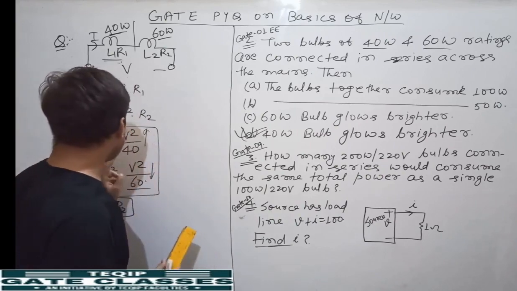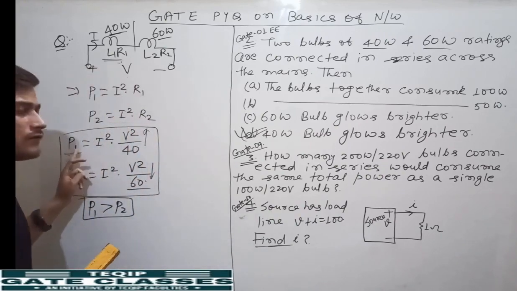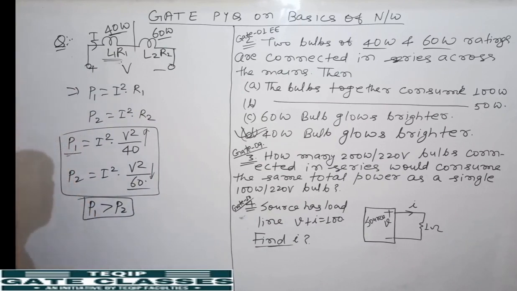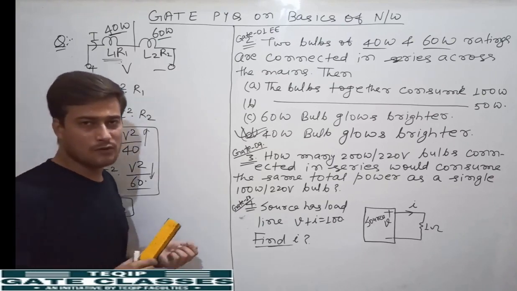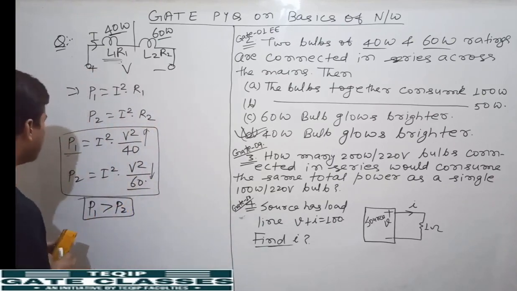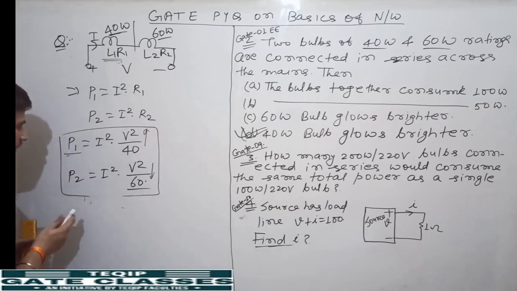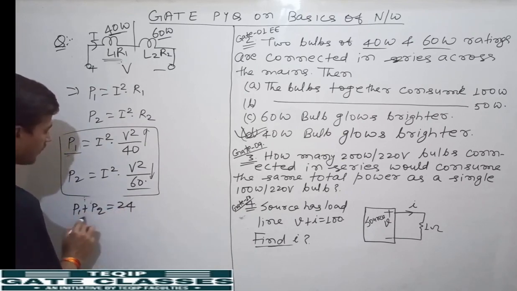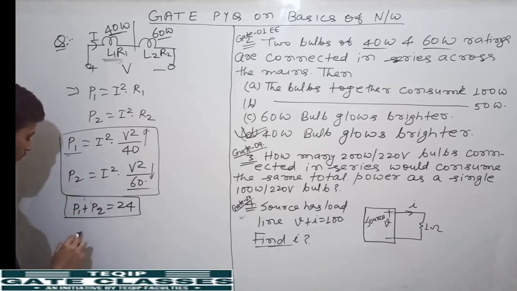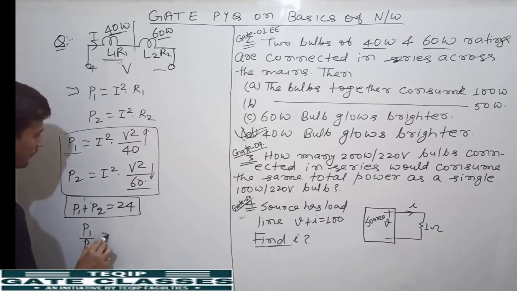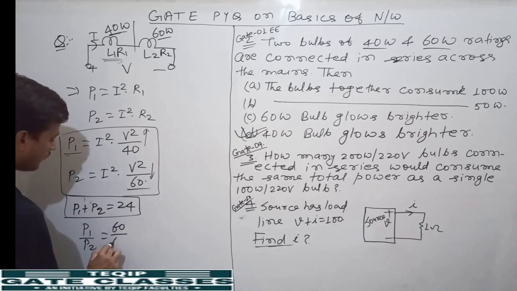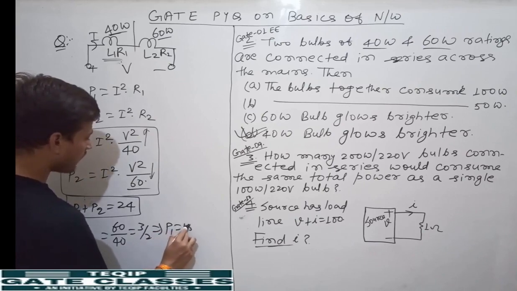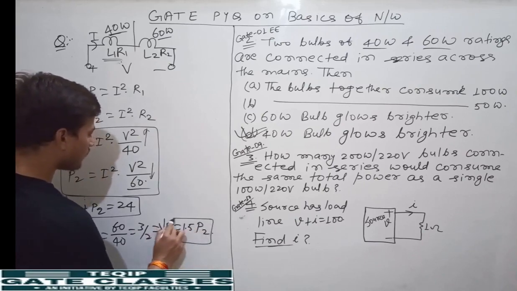You have to find the numerical value of P1 as well as the numerical value of P2. It is up to you how you will find P1 and P2. Here P1 plus P2 is equal to how much? You already know P1 plus P2 is equal to 24 watt. You have already got this expression. Now what do you know? P1 by P2 will be nothing but 60 divided by 40. It will be equal to 3 by 2. That means P1 is equal to 1.5 P2.